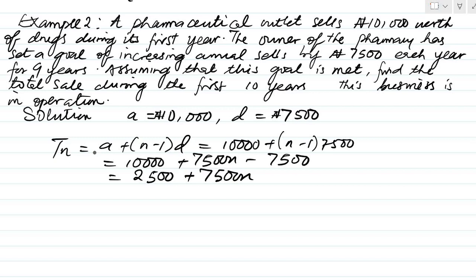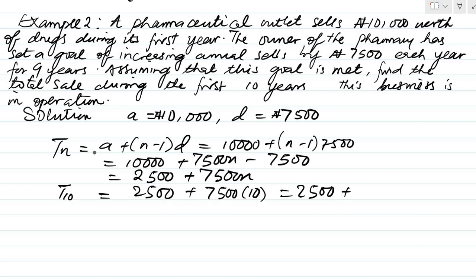Now for the 10 years, in the 10th year, you are going to have 2,500 plus 7,500 times 10. That will give you 2,500 plus 75,000, and that will give you 77,500. And this is equal to the last term, L.